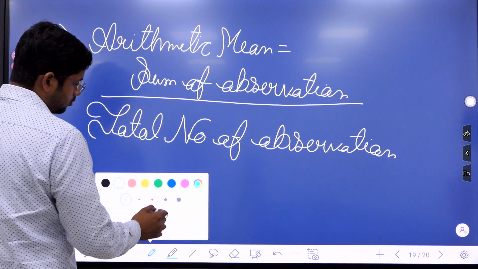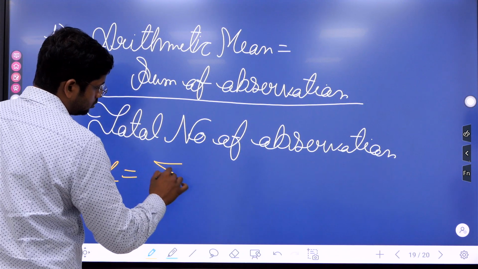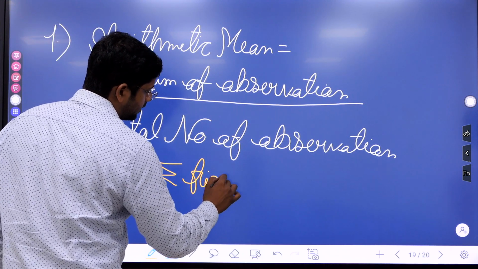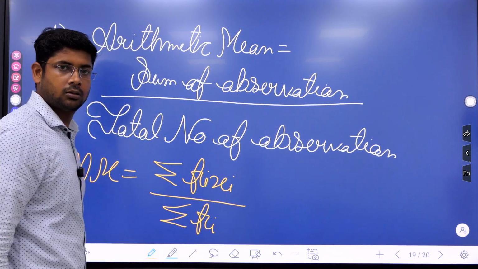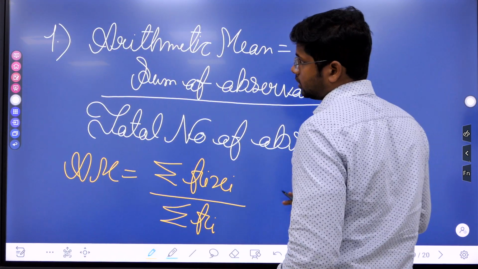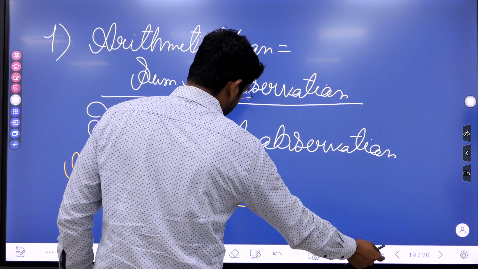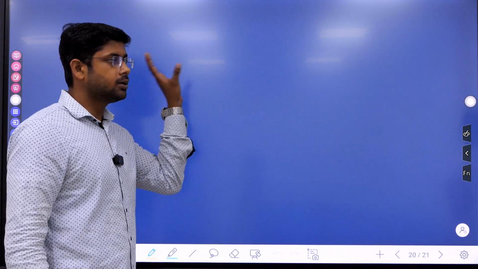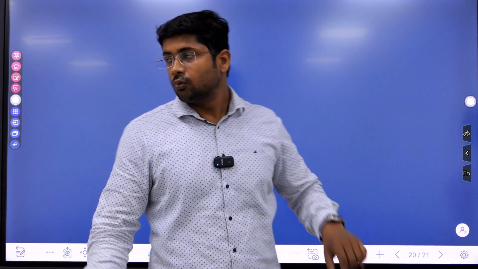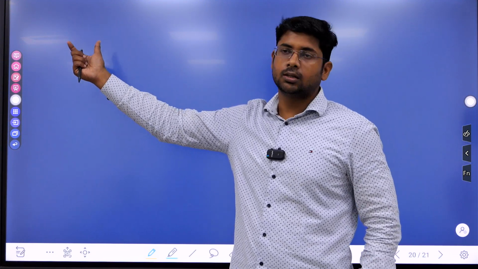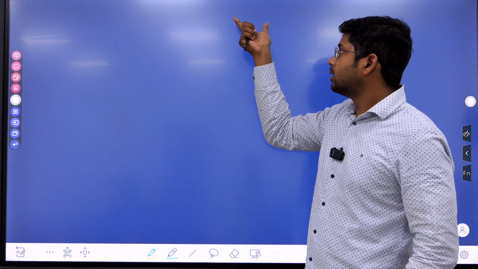If you want to write this formula in a short way, you write arithmetic mean equals sum of fi xi upon sum of fi. Okay, so the first method is clear, and now come to the second method, which is called the direct method. In the direct method we make one table, and you focus on what we mention first: class interval, frequency, class mark, and then fi xi.